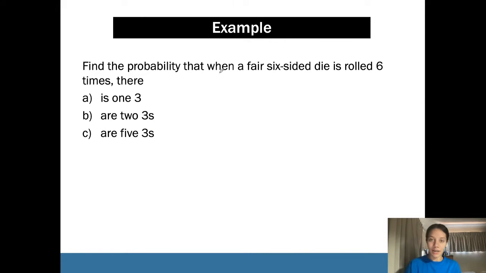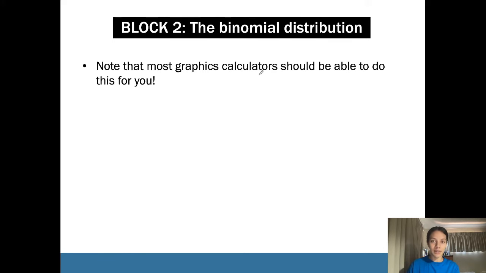So, find the probability that when a fair six-sided die is rolled 6 times, there is one 3, two 3s, five 3s. Hopefully you feel alright with substituting that into the formula and using it on your calculator. I'll skip over that tentatively, but most graphics calculators should be able to do this for you. Unfortunately, everyone probably has a very different calculator. The one I've got is the Casio graphics calculator, but different schools use different ones.